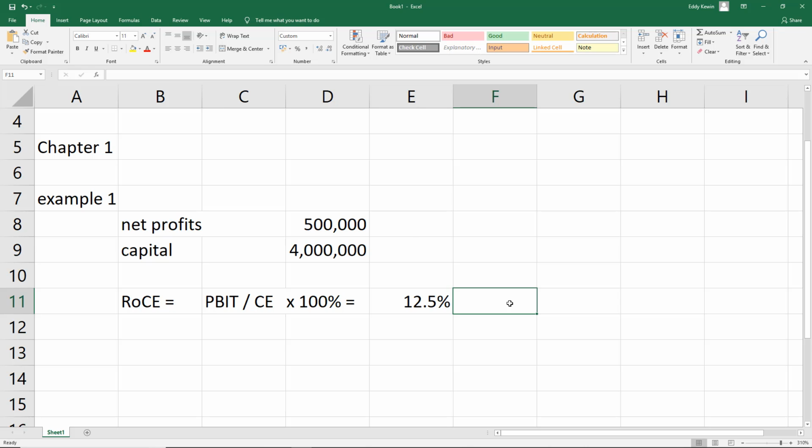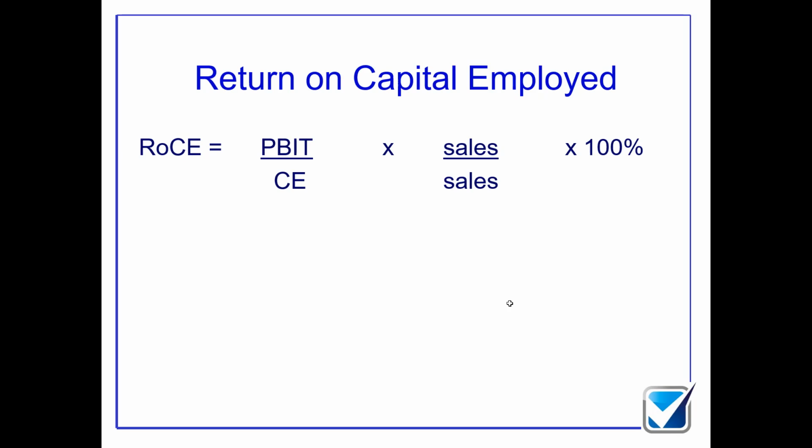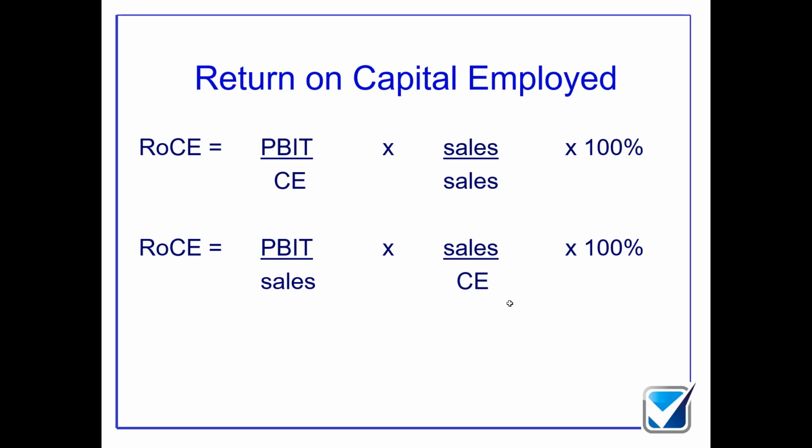Now, this ROCE figure can be broken down into different component parts. And the ROCE figure, if we were to multiply it by sales over sales, will still come out as being the same figure. But what we can now do is take that sales figure and split it across the two different elements. That now gives me profits before interest and tax divided by sales, multiplied by sales over capital employed. Profit before interest and tax divided by sales is my profit margin.